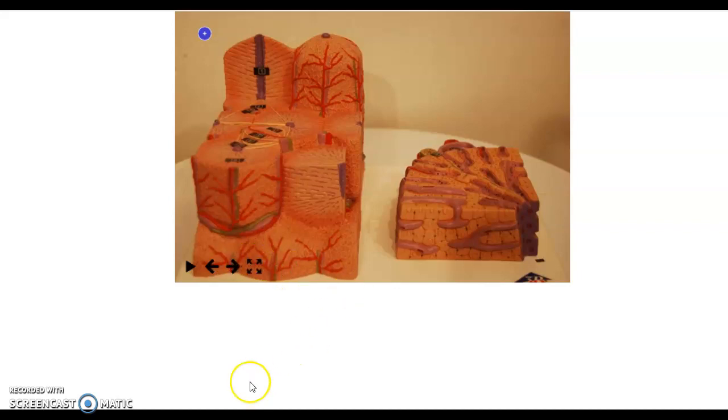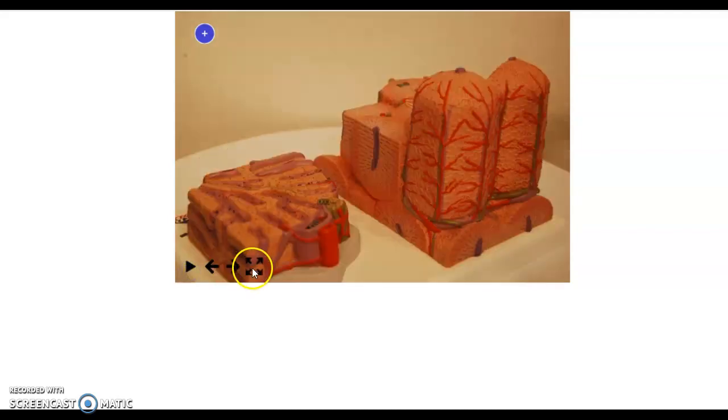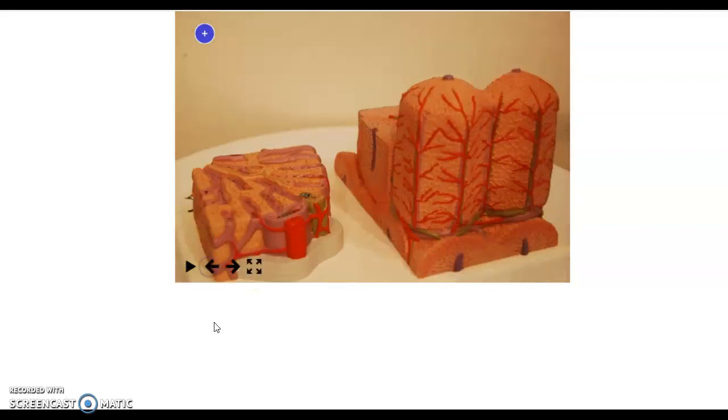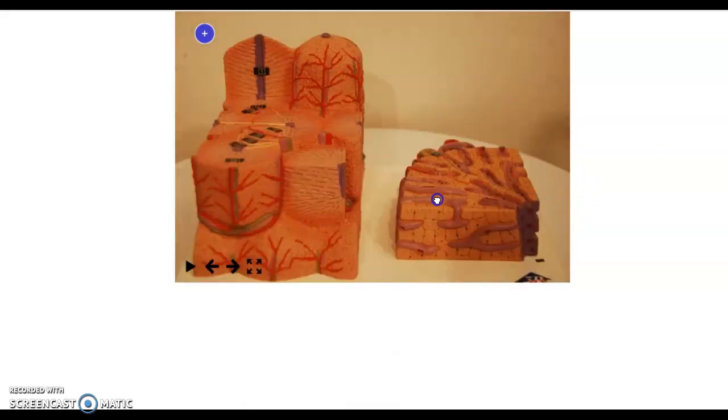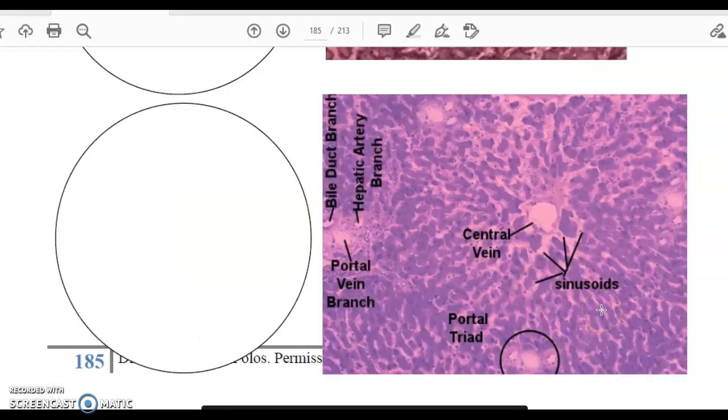On this page is a model of the histology of the liver. Now, like all the other models, this one enlarges, plays the rotation, enlarges, forwards, backwards. I like this model because it gives you a very clear picture of what the liver actually looks like. So this is our liver histology slide.